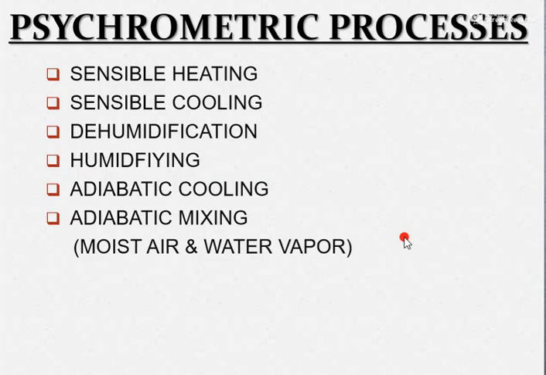Hello students, today we will learn different psychrometric processes. The different psychrometric processes are sensible heating, sensible cooling, dehumidification, humidification, adiabatic cooling, and adiabatic mixing. And in the adiabatic mixing we will see the mixing of moist air and water vapor.